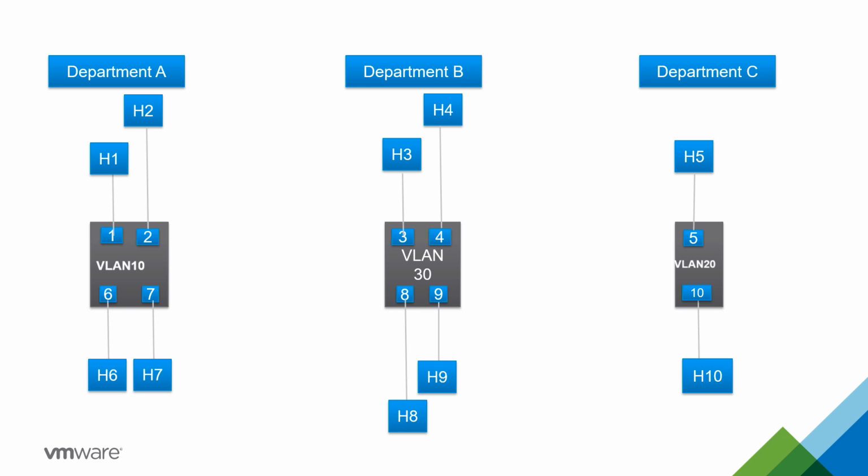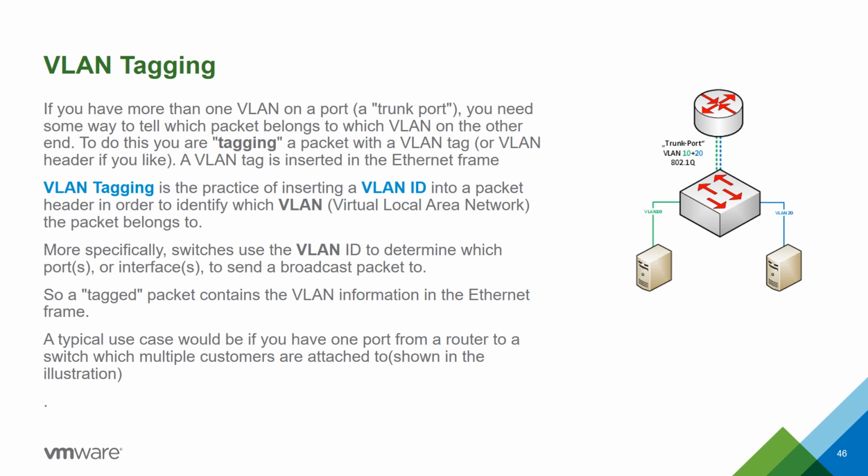Whenever H1 has to send something out onto the network, it would tag its packet saying that this particular packet is supposed to reach a device which is part of the same segment as I am. So H1 is part of VLAN 10. That means it is supposed to be accessed by a device which is part of VLAN 10 only. To help your switch understand this, H1 would tag its packet whenever it is sending out packets onto the network. The same thing would apply for VLAN 30 and VLAN 20 devices also. So that's where tagging is useful.